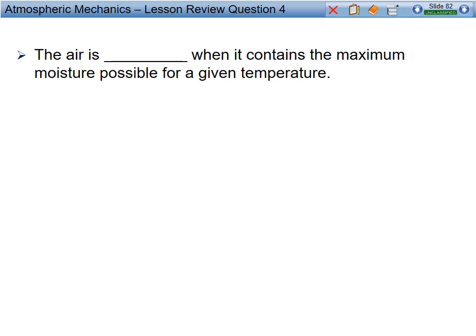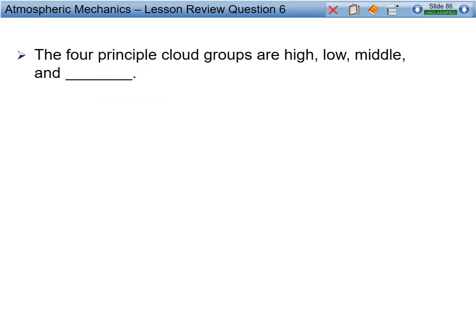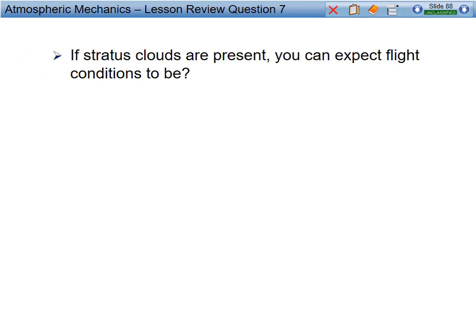The air is blank when it contains the maximum moisture possible for a given temperature. That is the definition of saturated. What temperature must air be cooled to become saturated? To the dew point. The four principal cloud groups are high, low, middle, and special. If stratus clouds are present, you can expect flight conditions to be smooth in terms of turbulence and poor in terms of visibility.